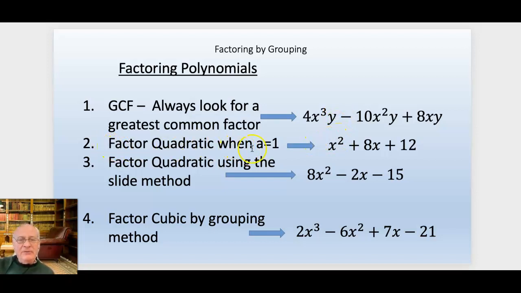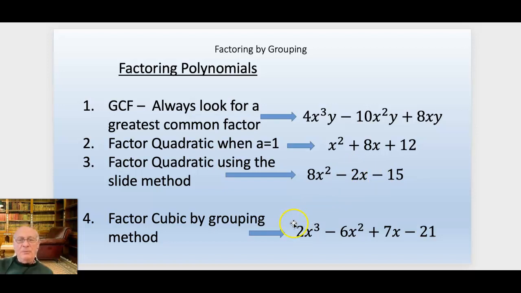Number 2 here, again, is factoring where a equals 1, so it's something that looks like that. Again, we're looking for 2 numbers that multiply together to get 12 and add together to get 8. It depends on what the sign is right there. Then we use the slide method. Take the 8, slide it back. 8 times 15 is 120. The difference between them is 2, so it's 10 and 12. You can go ahead and factor it that way.